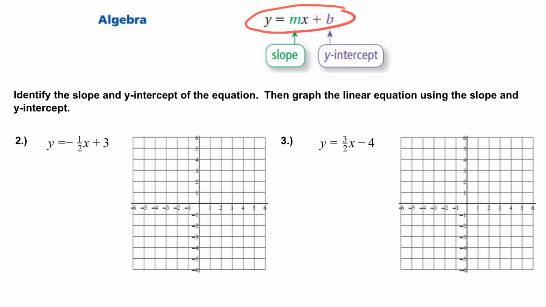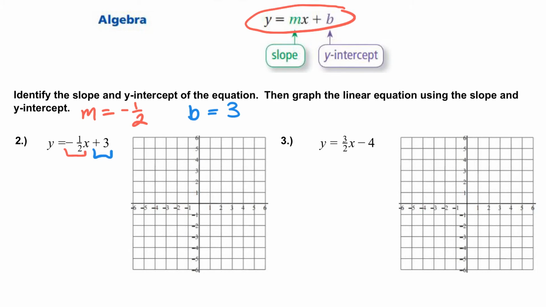Okay. And our m, our slope, m is that variable we use for slope, is the number that's attached to x. So that's right here, negative 1/2. And our b, our y-intercept, is positive 3. So we have a slope of negative 1/2. We have a y-intercept of positive 3.